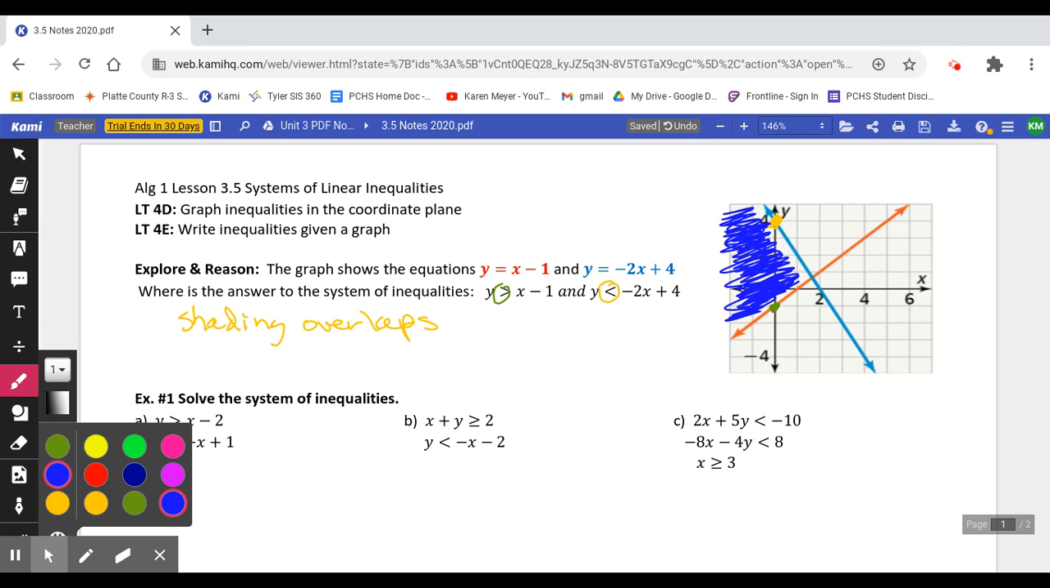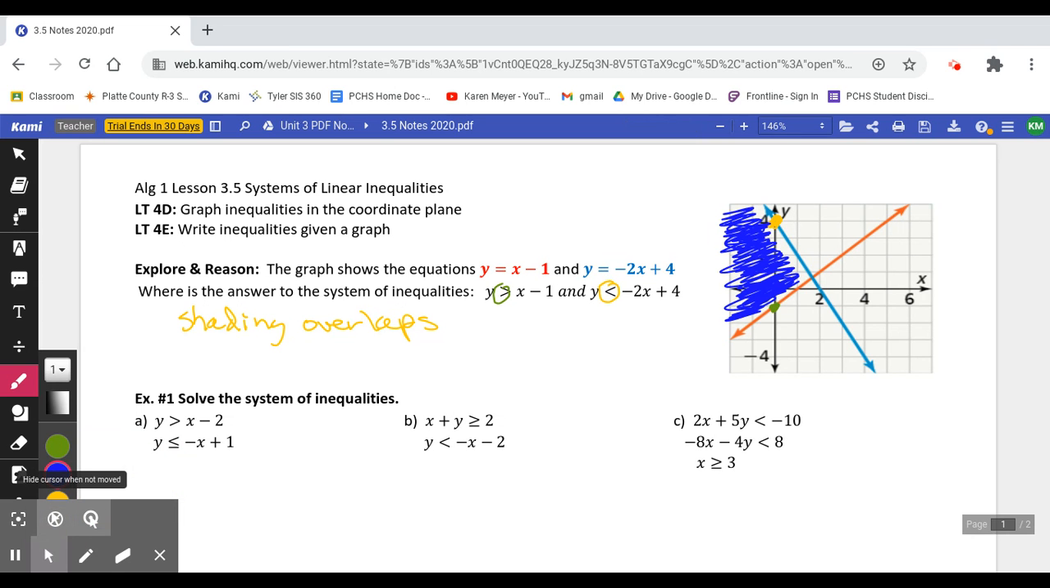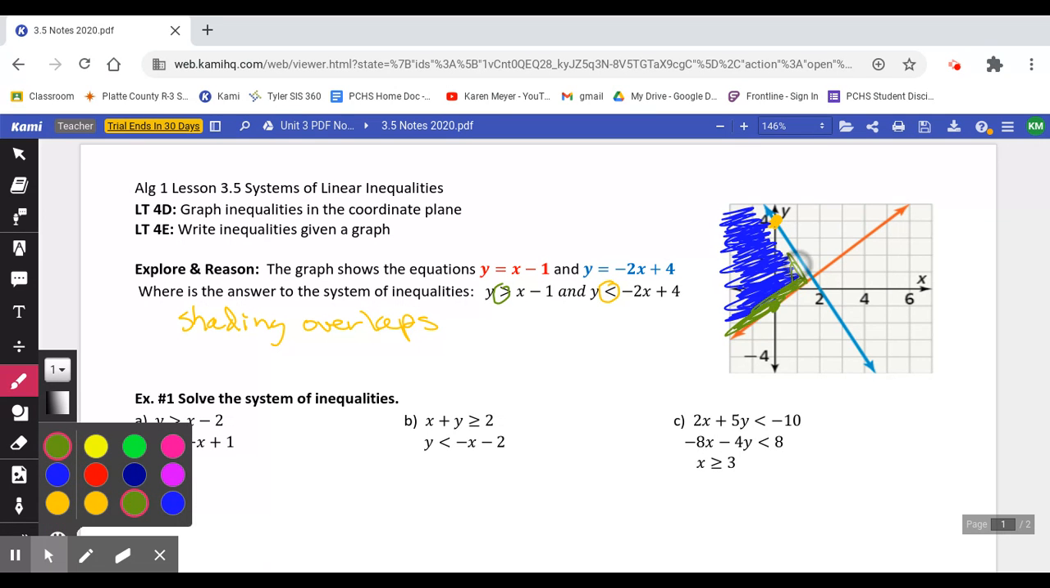If you want to use different colors of pens or colored pencils or anything like that to help you see the overlapping shading better, that's completely fine. If you do that, just at the end, when you're finished, I take my pencil or a black pen and outline this little part right here. And that's how I know that's the final answer.